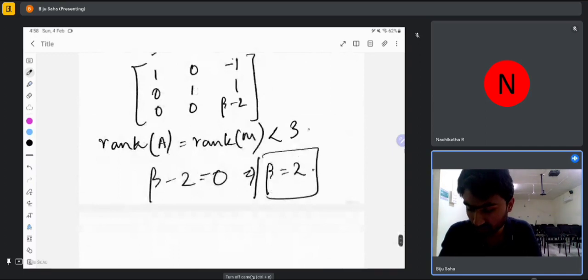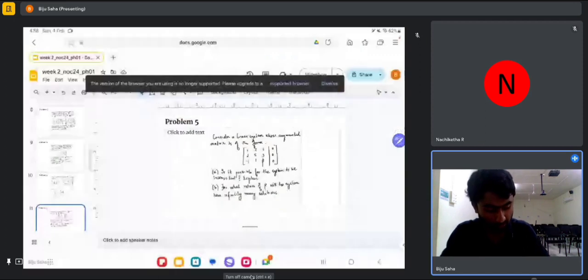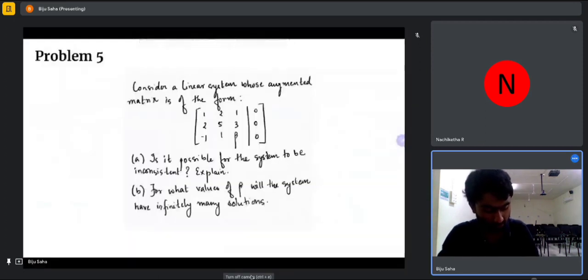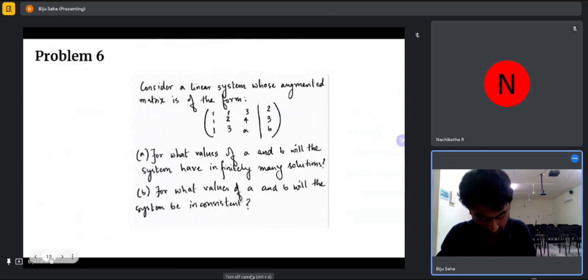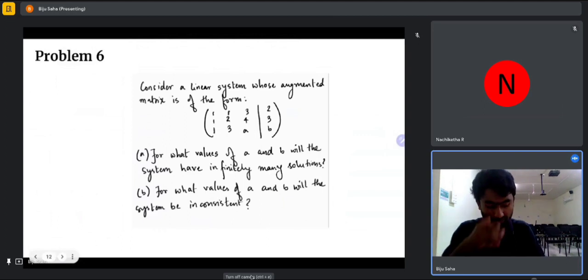So that is what was required, and similar exercises can be performed on the next problem. So this problem was done. In the next problem we have a linear system whose augmented matrix is of this form. This is not a case of a homogeneous equation. For what values of a and b will the system have infinitely many solutions, and also for what values of a and b will the system be inconsistent. So there are two exercises asked here.